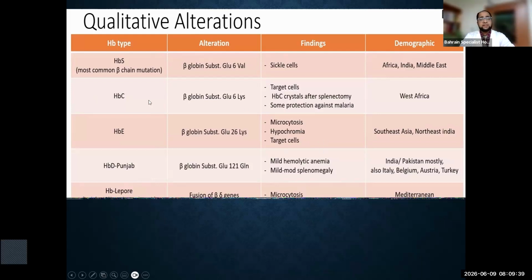In addition, HBC characteristically has HBC crystals that are seen, and these are seen mainly after splenectomy, because normally spleen will be removing all the crystals or any kind of abnormal RBCs. So when splenectomy is done, in these cases only we can see the HBC crystals. Similarly, other qualitative defects will present with microcytic hypochromic anemia and mild hepatosplenomegaly.